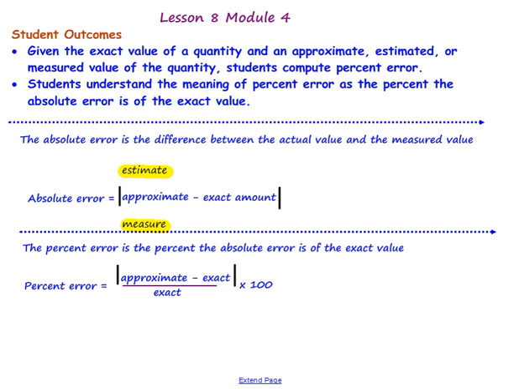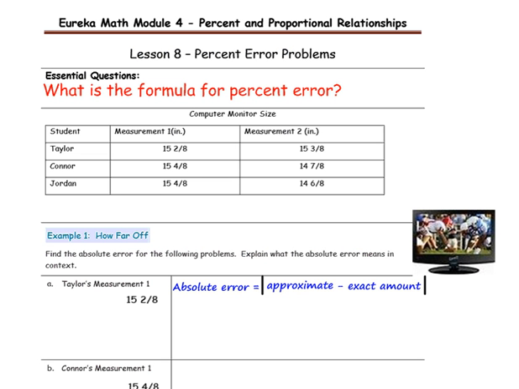The percent error is equal to the absolute value of the approximate minus the exact amount, divided by the exact amount. That's going to give you a decimal. To convert it to a percent, you multiply it by 100. So the absolute error is just the difference between the right answer and the wrong answer. The percent error is when they compare the amount of the error to the right answer. So two different things. Pause the video and copy the essential question. What is the formula for percent error?